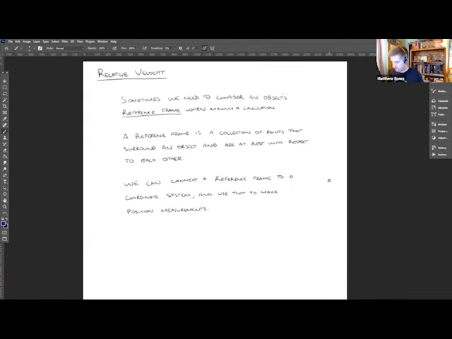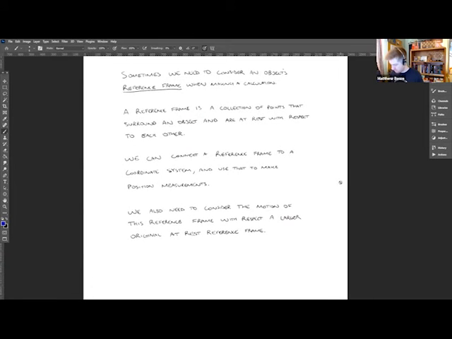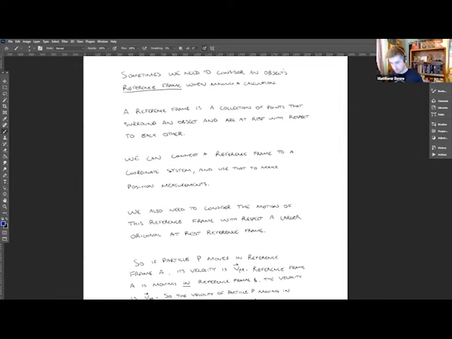This is just kind of a wordy example. There's a few examples in the book. I'm just summarizing a bit here. Let's see. Right, so we can connect a reference frame to the coordinate system to make measurements, but then we need to compare it to a larger reference frame. And there we go.